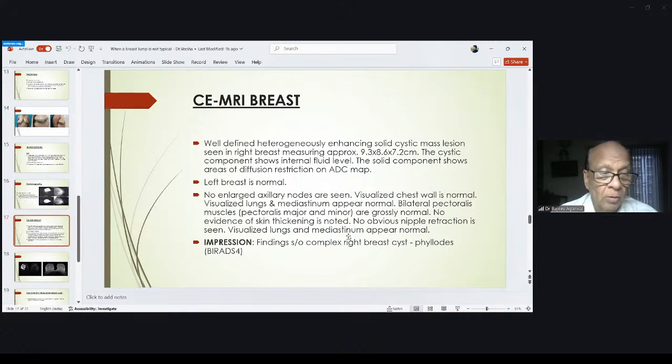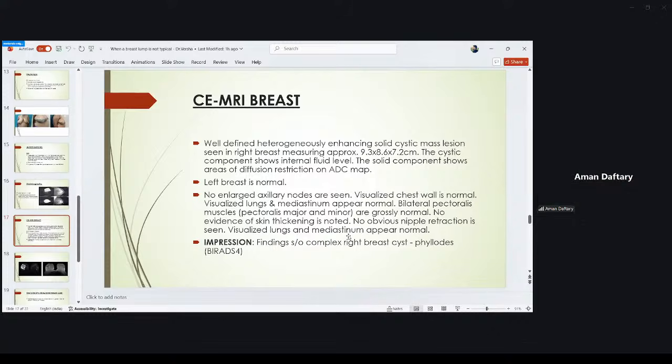MRI doesn't add much to the diagnosis of a phylloid tumor per se. If there's a palpable mass in a young lady, and we are seeing typical findings on an ultrasound which may be a phylloid tumor, we would go ahead and biopsy it. An MRI is not recommended for it. People do it for different reasons, but it's not one of the recommendations for a breast MRI, according to the ACR guidelines or any guidelines worldwide.